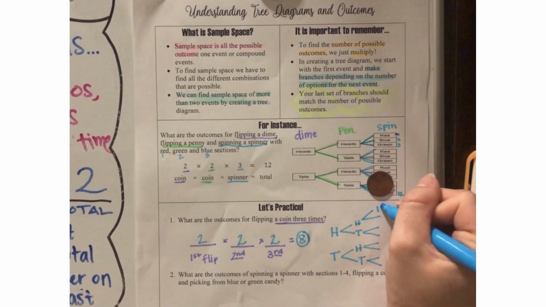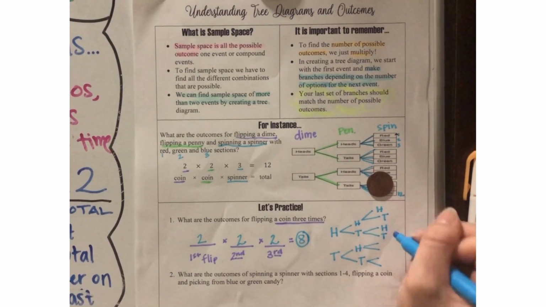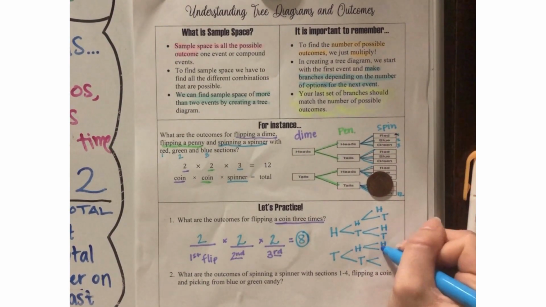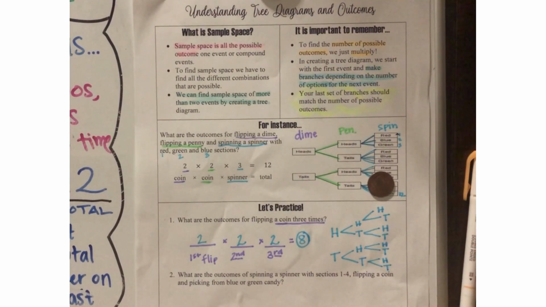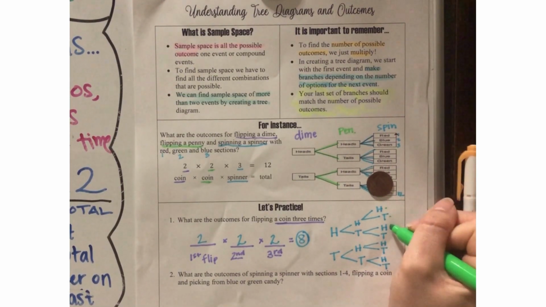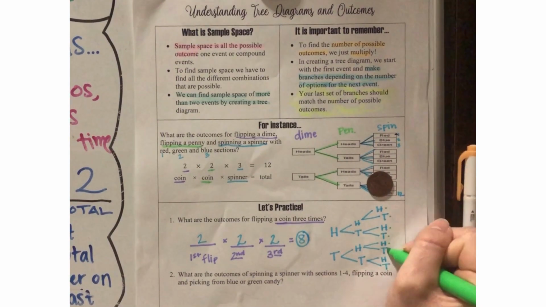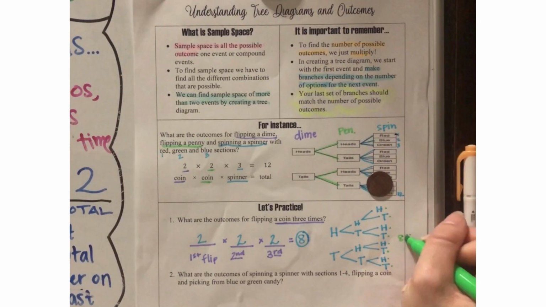And our options are heads, tails, heads, tails, heads, tails, and we just alternate all the way down. And there is our completed tree diagram. And if we count our outer branch, we have 1, 2, 3, 4, 5, 6, 7, 8 total options, which is what we wanted. Yay.